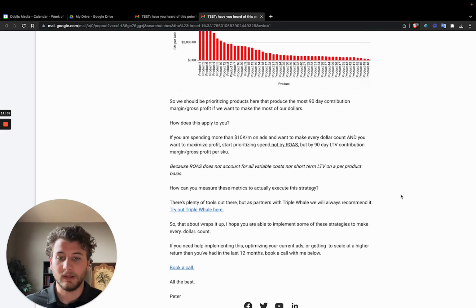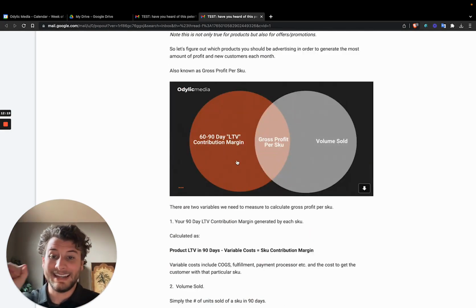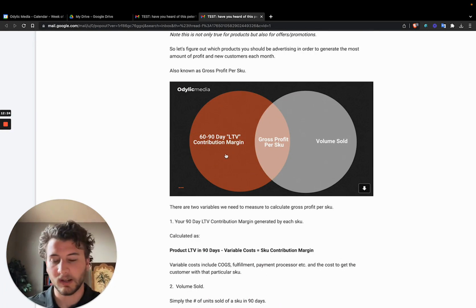Again, this is because ROAS does not account for all the variable costs, nor the short-term LTV on a per product basis, right? So now we know how much this product is actually generating us in profit that we're keeping at the end of each month, again, before fixed costs, okay? So measuring this can be tricky, right? Because you have to understand your 60 to 90 day lifetime value on a per product basis. You have to understand your costs for those products. So your contribution margin, all your variable costs, of course, and then also track which products are being sold to new customers and all that kind of thing.